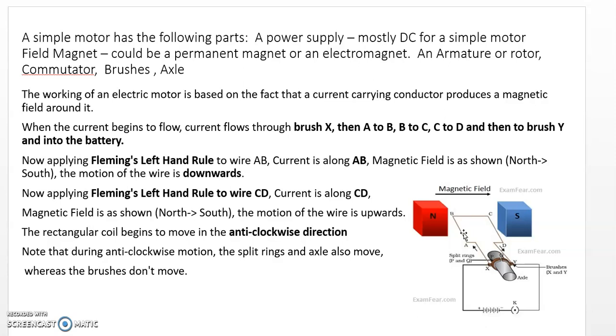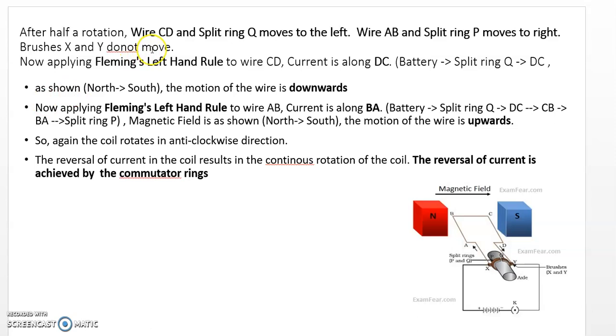In this, the split rings P and Q and the axle also move, but the brushes X and Y do not move. After half a rotation, what happens? Now CD and its split ring will come here, and the wire AB and its split ring will move to the right. X and Y will not move.